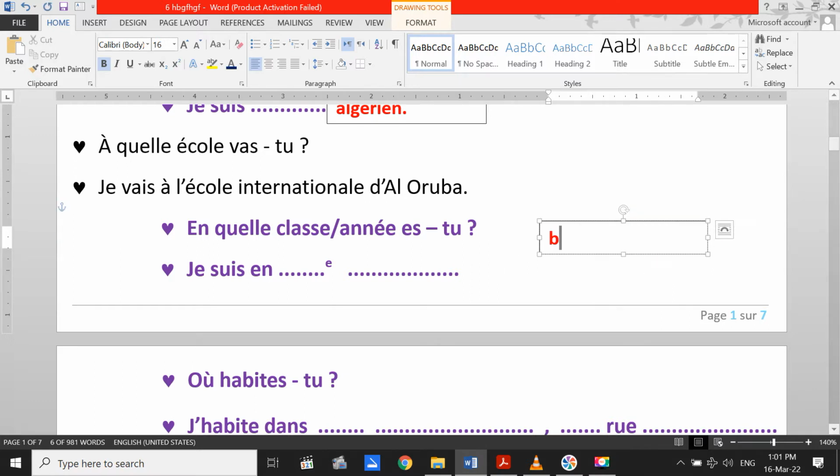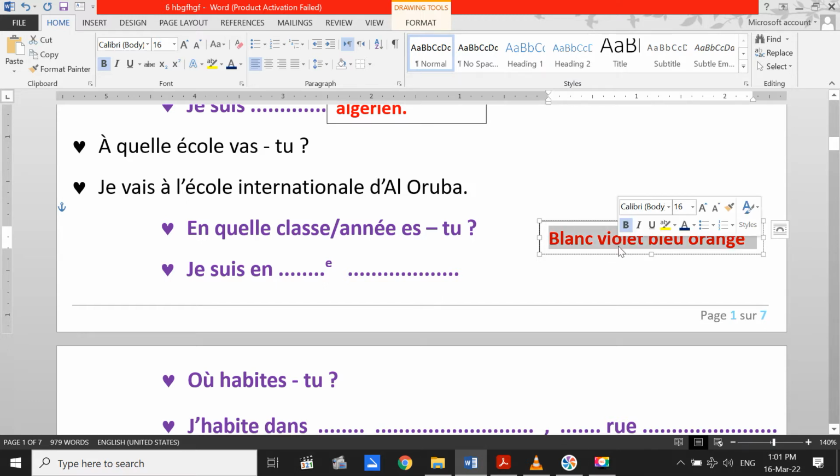It can be, par exemple, blanc, means white. It can be violet. It can be bleu, according to the color. It can be orange, like that. It can be any other. D'argent means silver, and any other color.